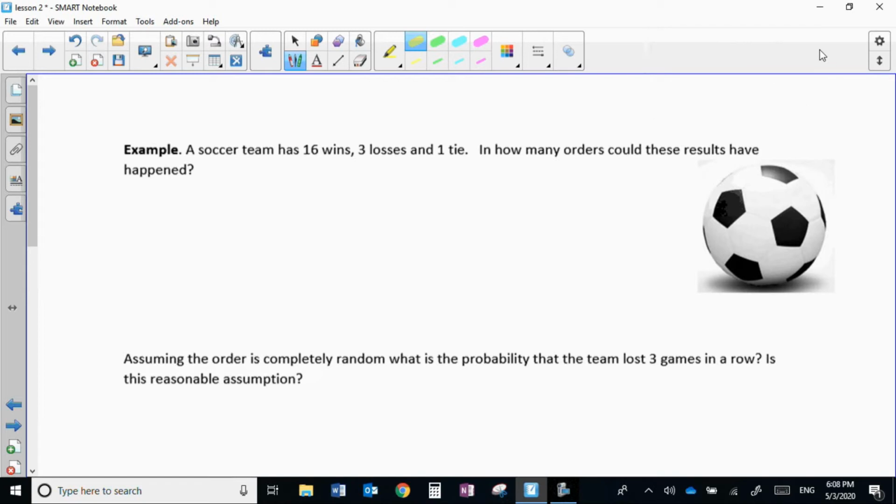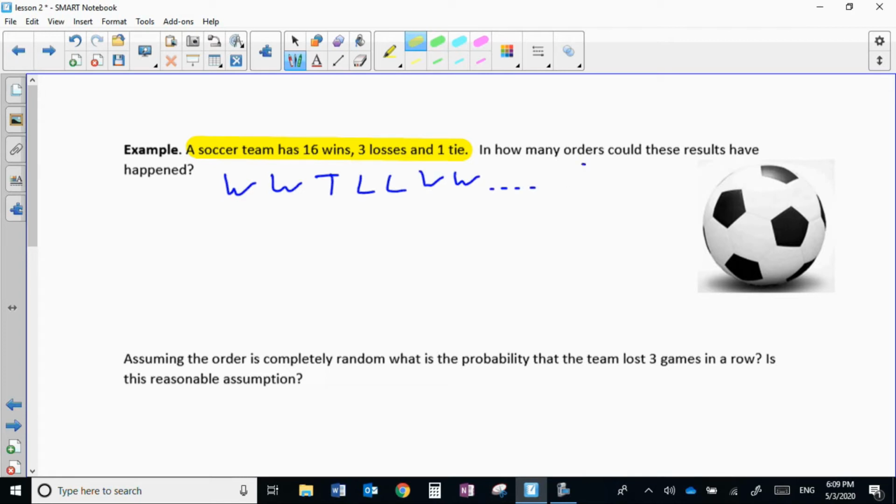Now, many different questions can be solved in probability using the ideas behind permutations. Take, for example, the soccer team that we know in 20 games had 16 wins, 3 losses, and 1 tie. And we want to think about the order that these events could happen in, in which case we can say that the soccer team's 20 games can just be represented by a string of characters. For example, W, W, T, L, L, W, W, and so on.